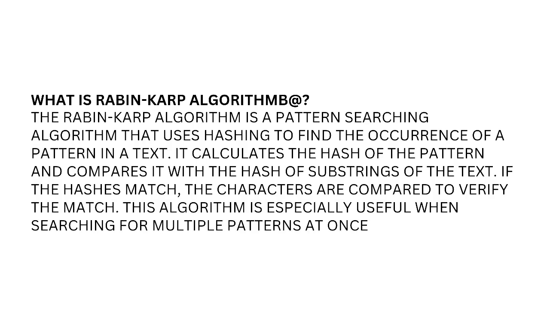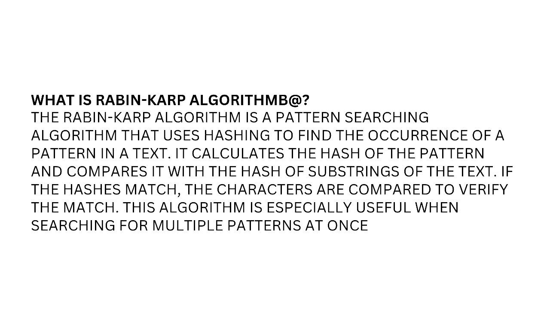By definition, Rabin-Karp is a pattern searching algorithm that uses hashing to find the occurrence of a pattern in the text. It calculates the hash of the pattern and compares it with the hash of a substring of the text. If the hashes match, the characters are compared to verify the match. This algorithm is especially used for searching multiple patterns at once, and it's really fast compared to the normal functions that we have inside of Python or any other language.